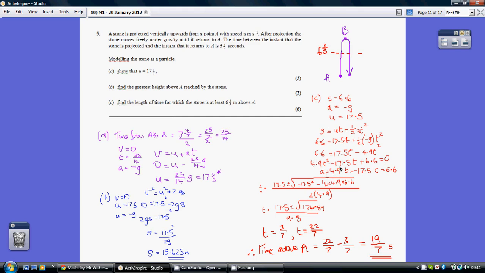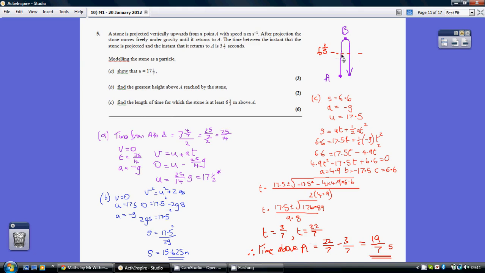So just going back to GCSE terminology, a is 4.9, being the coefficient of t squared, b is minus 17.5, and c is 6.6. Just be careful, this a is not the acceleration, so perhaps I shouldn't have used a, but I'm just trying to get you to familiarise yourself with your GCSE skill of using the quadratic formula. So substituting in, t is minus b plus or minus the square root of b squared minus 4ac all over 2a. Substituting in, we get this, giving us the values for t of 3/7 and 22/7.